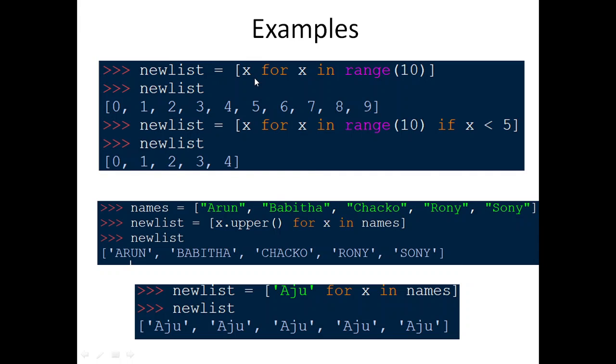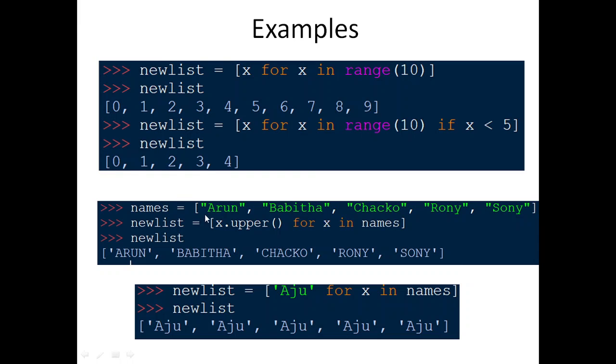So we have a new list, x for x in range. This is the example we have seen. If we print the new list, we can see 0, 1, 2, 3 up to 9 will be there. Now, if we are giving a condition to the same thing, x for x in range of 10 if x less than 5, the new list will contain only the elements up to 4. 0, 1, 2, 3 and 4 will be there. So we have added a condition to this new list.